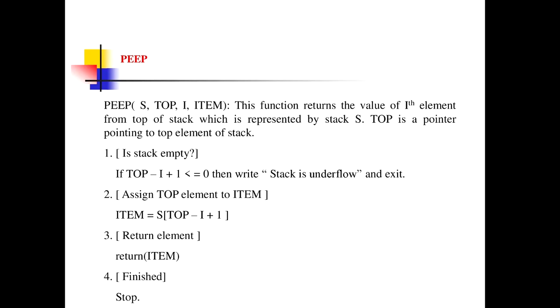And so you just execute the second step. Now you assign the value of top minus I plus 1, that is equal to 2. So you assign S of 2 to the item, and you just print it. You just return that item.